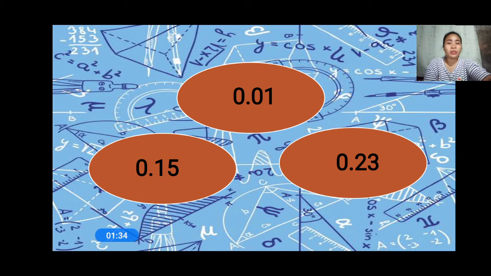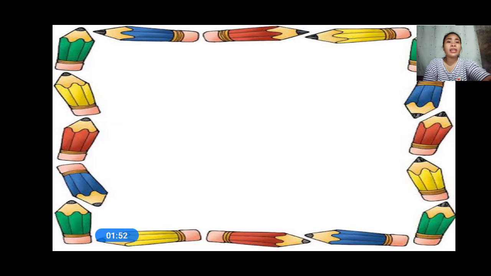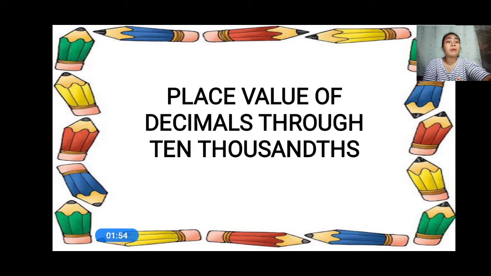Okay, so what do you call these numbers? We call it decimals. Very good. So 0.01, 0.15, 0.23 are considered decimals. Okay, so today we are going to talk about place value of decimals through 10,000s. What are we going to talk about today? The place value of decimals through 10,000s.